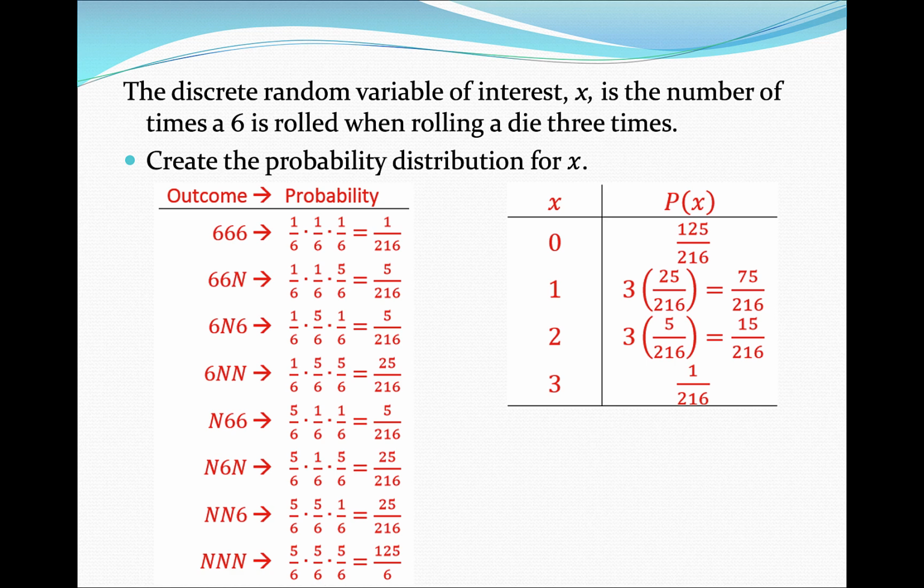Each one of those has a probability of 5 over 216. That will give you a probability of x being 2 of 15 over 216. Getting 3 6s, that's that first outcome where we have 3 6s. We already know that probability is 1 over 216. So this is my probability distribution. When we talk about a probability distribution, that's what we're talking about. We're talking about what the possible x values are, and then what the probability is for each one.